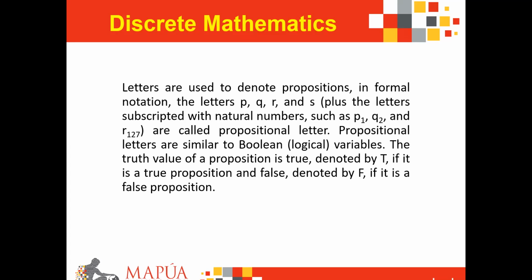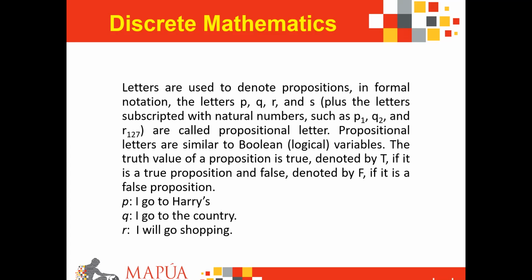Letters are often used to denote propositions, like P, Q, R, along with their corresponding subscripts. They are very similar to your Boolean or logical variables, which are denoted to be either true or false. This is one such example. Your proposition P denotes, I go to Harry's. Your proposition Q denotes, I go to the country, while your proposition R denotes, I will go shopping.